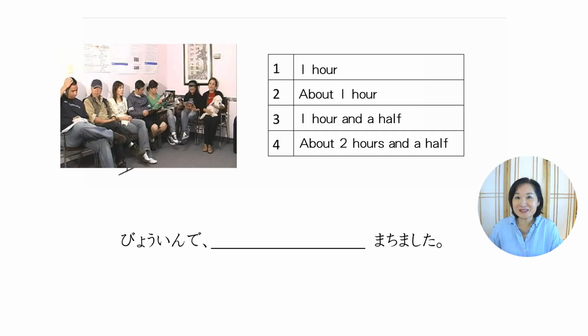それでは文を作りましょう。Let's use this chart to create sentences that express how long you waited at the hospital. 1番, you waited for 1 hour. 病院で1時間待ちました。OK、2番, about 1 hour. 病院で1時間ぐらい待ちました。OK、3番, an hour and a half. 病院で1時間半待ちました。Alright. 4番, you waited about 2 hours and a half.